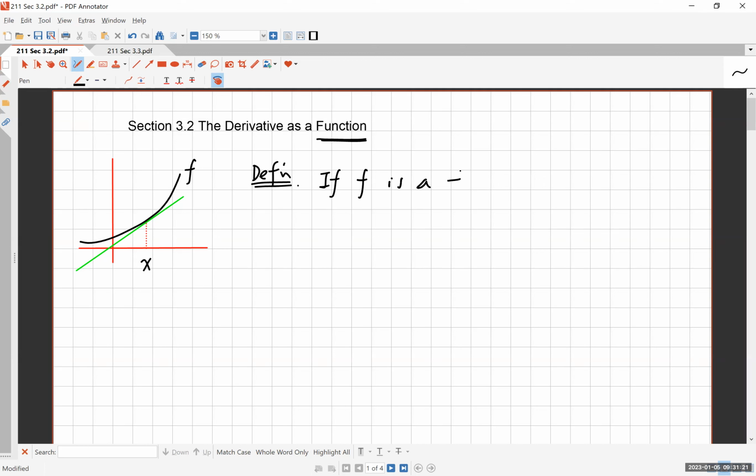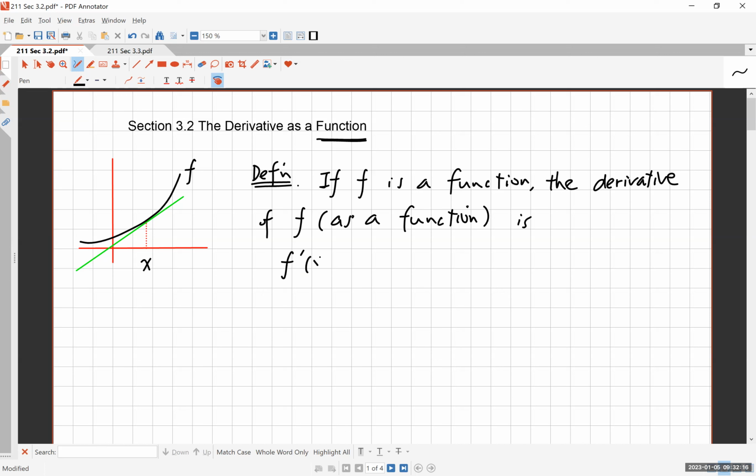If f is a function, the derivative of f as a function is, I'm going to use the same notation, f prime, because it's derived from the original function f. It's going to be the limit as h approaches 0, sounds familiar, right? But we are no longer going to be looking for the slope of the tangent line at a specific point. So instead of having a, we're just going to call this random point x, right? So f prime of x equals the limit as h approaches 0 of f of x plus h minus f of x, all over h, if it exists, because sometimes it may not. All right, and that's it. So this is the definition of the derivative as a function.